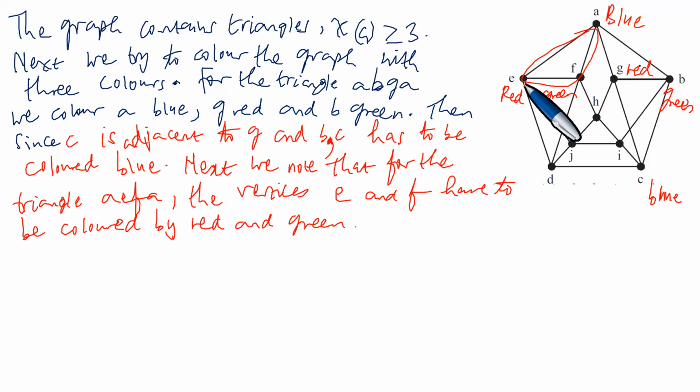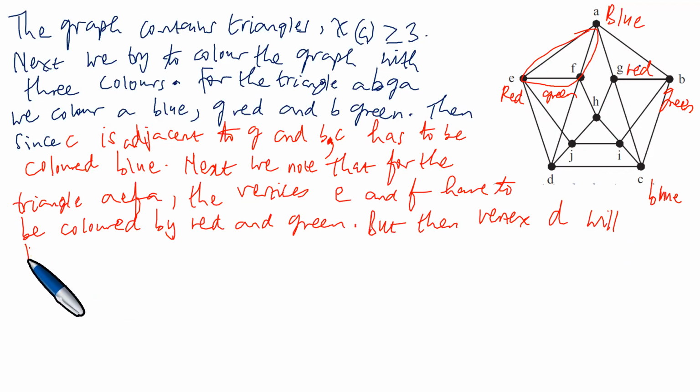Let's see now. Red and green, red and green. But then vertex D, let's look at vertex D now, it's here. First we look at adjacency, will be adjacent.